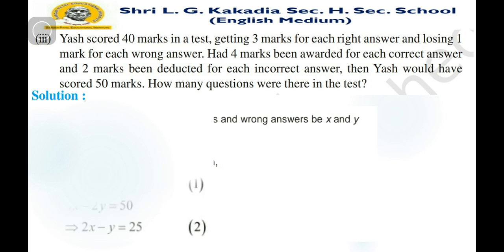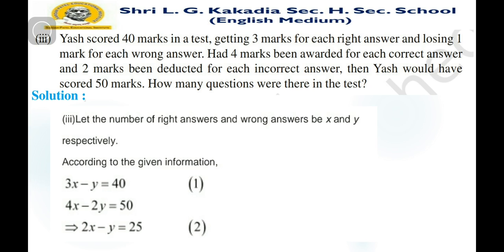Solution: Let the number of right answers and wrong answers be x and y respectively, according to the given information. 3x, that is the marks for correct answers, minus y, the marks for wrong answers, is equal to 40. And from the second equation, 4x minus 2y, where 4x is the total marks of right answers and 2y is the total marks of wrong answers, is equal to 50 marks. So 2x minus y is equal to 25.